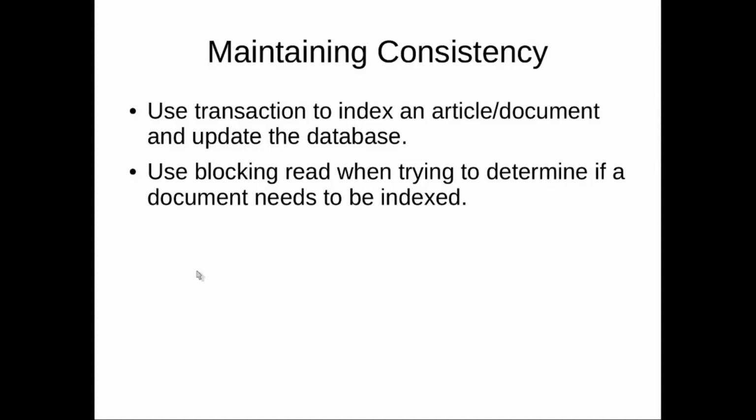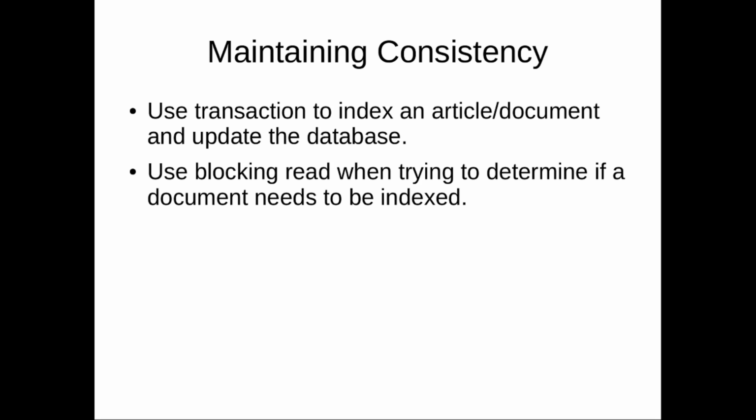So here's a big idea. In order to maintain consistency, we use transaction to index an article document and to update the database. And why do we want to use transaction? Because it is a blocking operation. So transaction essentially maintains consistency by disallowing other operations to come in and update the same row at the same time that you're doing this transaction.